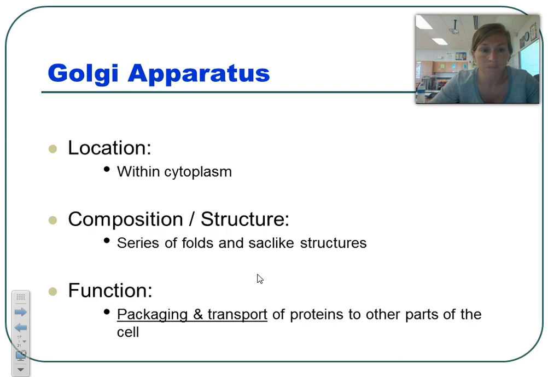Now, the Golgi complex is also called the Golgi apparatus, or the Golgi body, also suspended within the cytoplasm. Again, another series of folds and sac-like structures. It kind of looks like a stack of pancakes, but it's not going to be close to the nucleus like the ER is going to be. The function is for them to package and transport proteins to other parts of the cell. They also play a role in modification. And on your picture, it is identified by number 4.